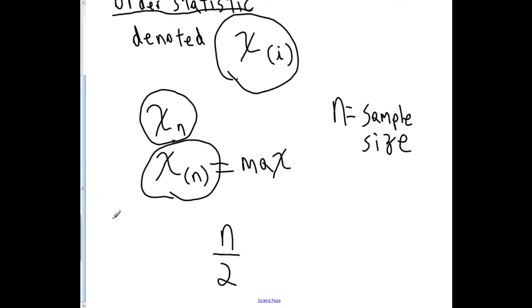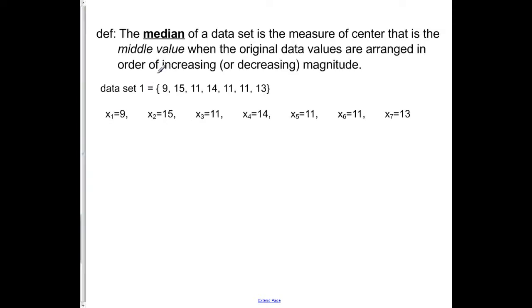Let me show you how we do this in practice. So remember how everything is going here. The first thing we do is create the order statistics by putting our data set in ascending order. Once we put our data set in ascending order, the next step is to divide n by 2. Figure out what the maximum value is, look at its subscript, that'll be n, and then divide n by 2. Depending on whether I get a decimal number or a whole number, I'll proceed from there. So let's take a look at this first data set.